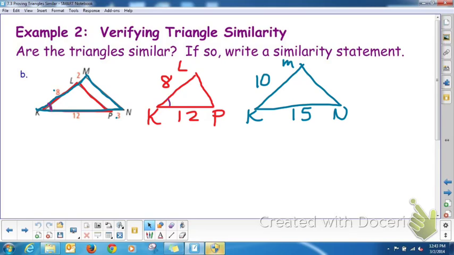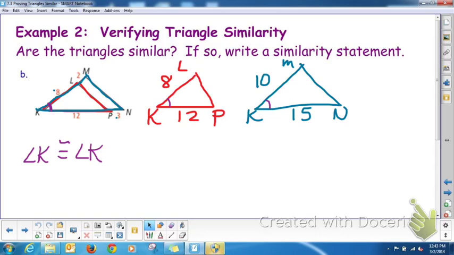So, are these triangles similar? If so, we're going to write a similarity statement. Well, I know that angle K is congruent to angle K by the reflexive property of congruence. So now I just have to show that the corresponding sides are proportional. So, smallest over smallest, largest over largest.